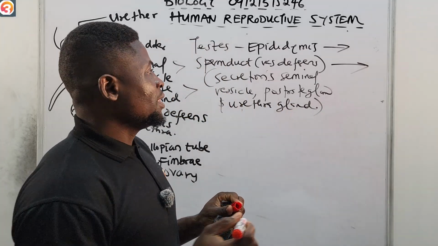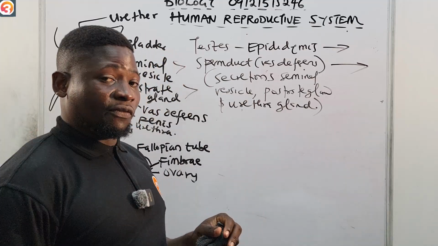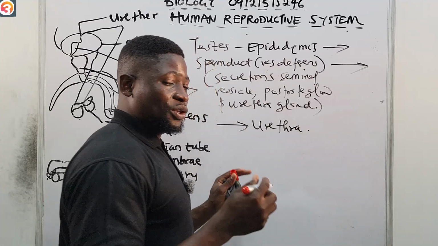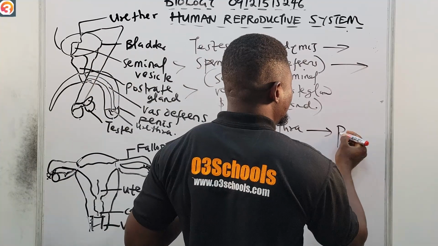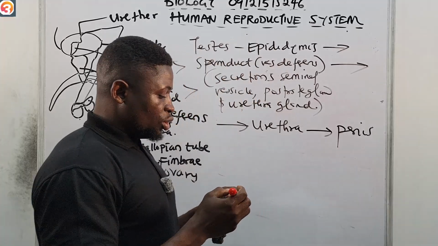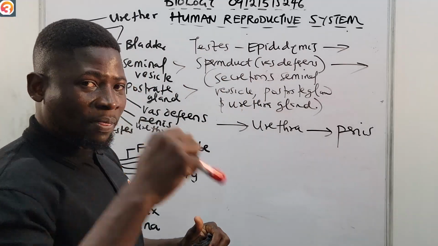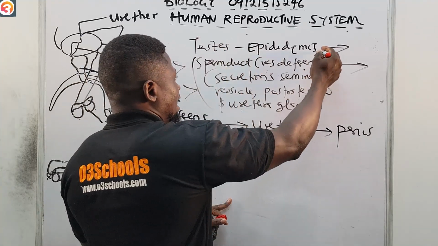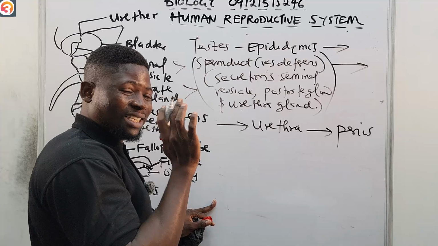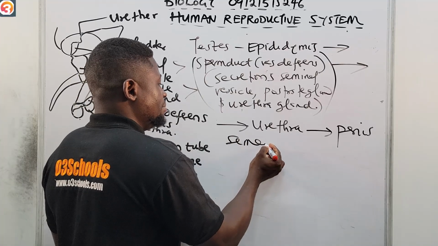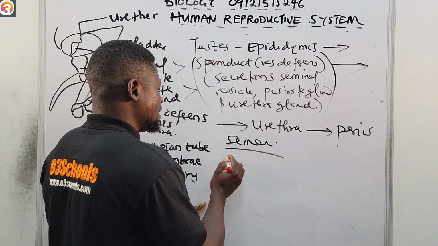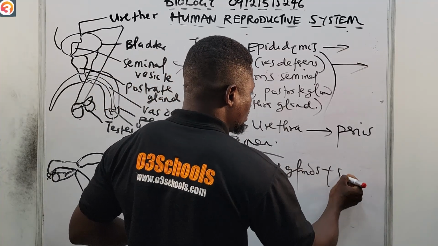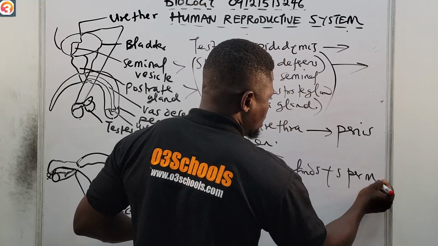And then what? It forms the semen. As the semen is formed, it joins with the urethra. From the urethra, it joins with the penis, where it is released. So what really forms the semen? The sperm plus the accessory glands is what gives us the semen, S-E-M-E-N.